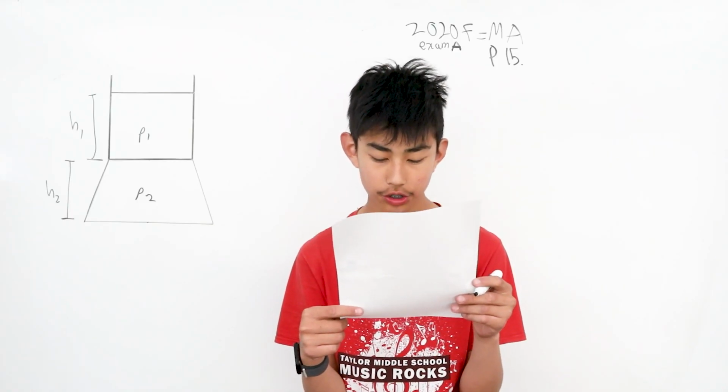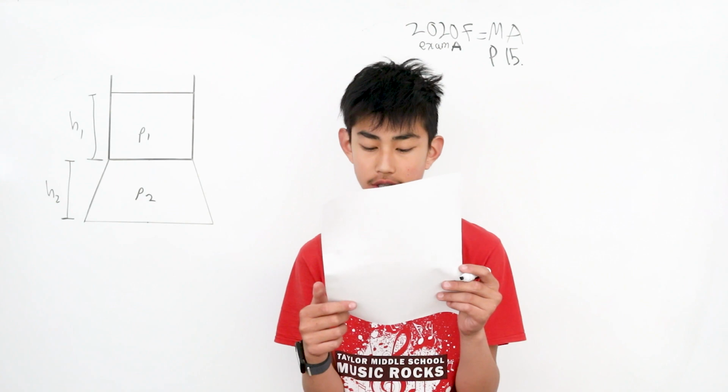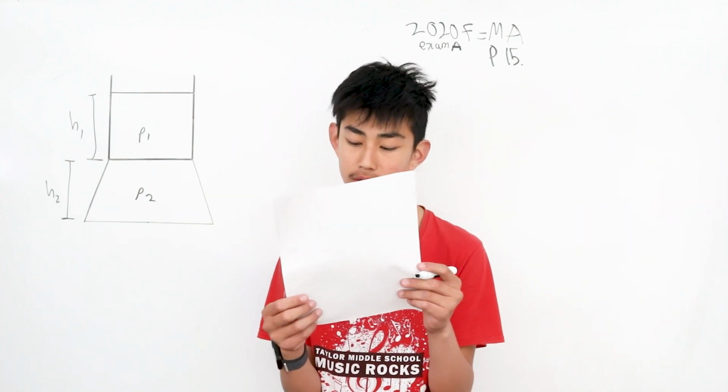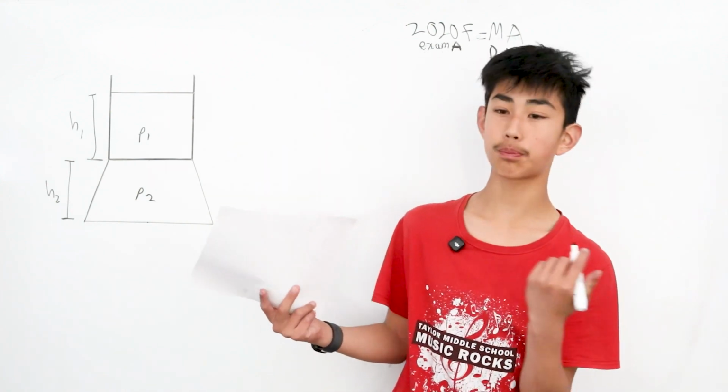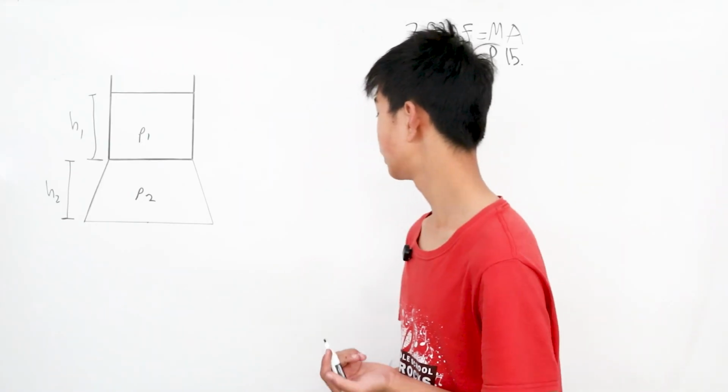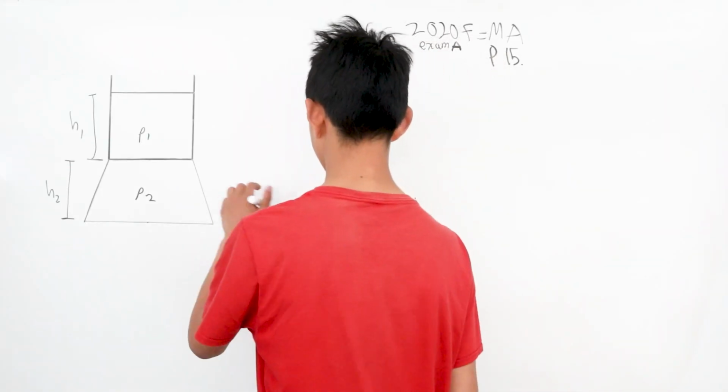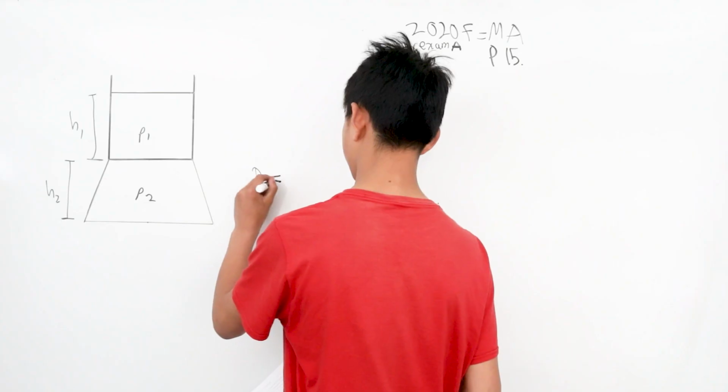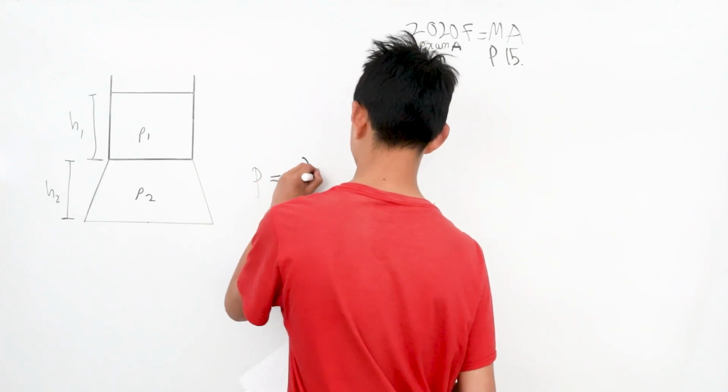What is the gauge pressure, i.e. pressure in excess of atmospheric pressure at the bottom of the vessel? So for this problem, what we can do is, well, we know that the pressure, P, is rho GH.